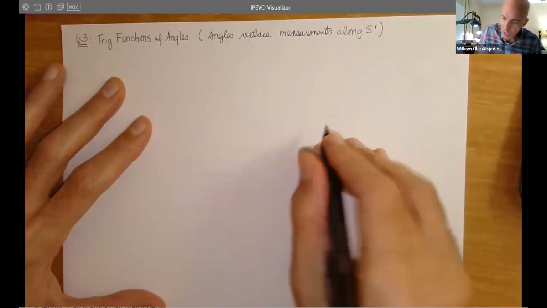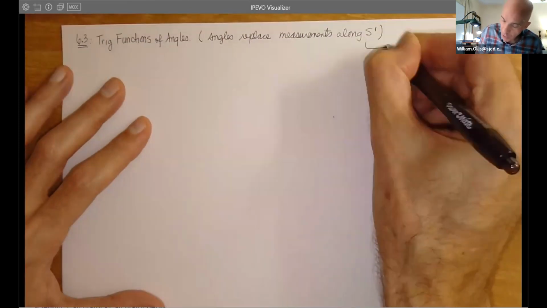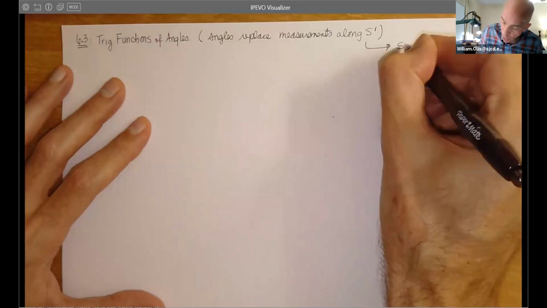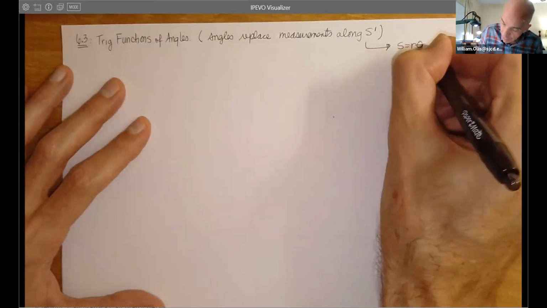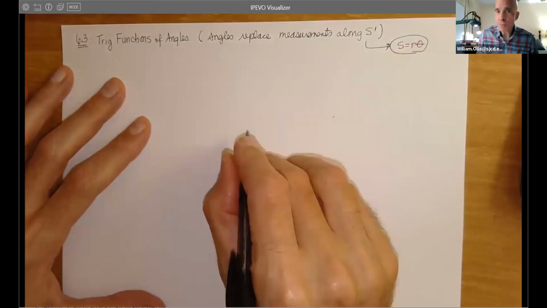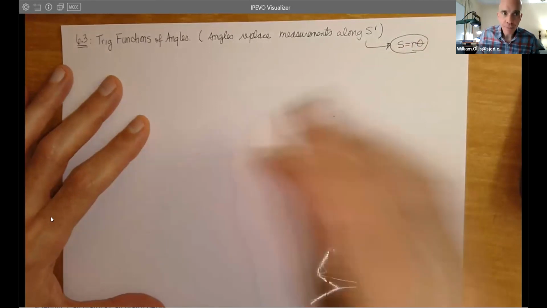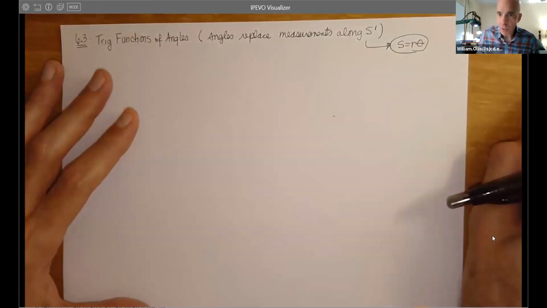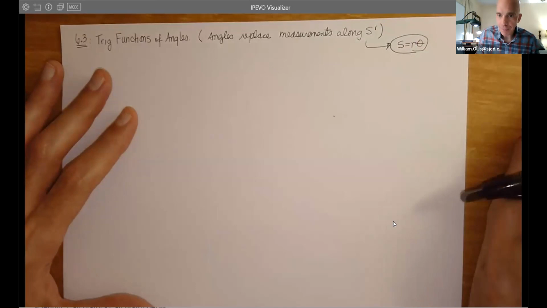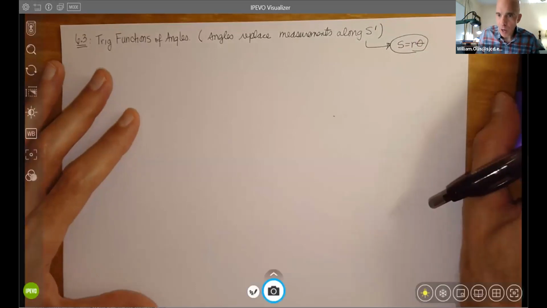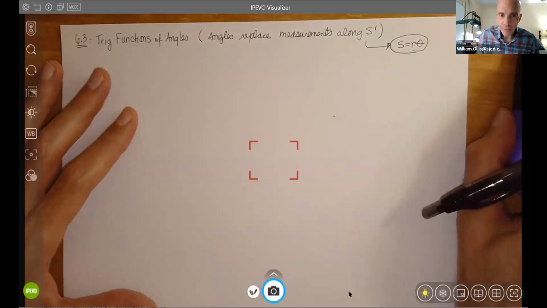So the thing is, and remember, we've already developed that S equals R theta. And that was the connection between the measurement along S1 and the angle, the abstract angle. We proved that already. We got a nice definition. So let me move Professor Ron over so I can refocus.